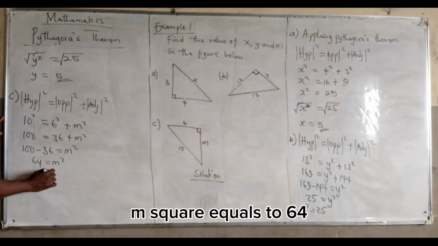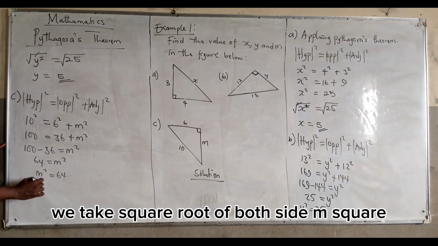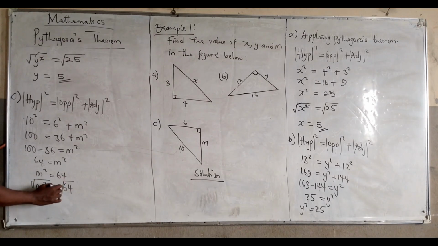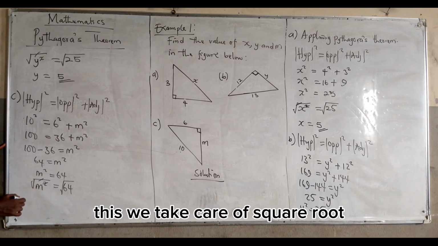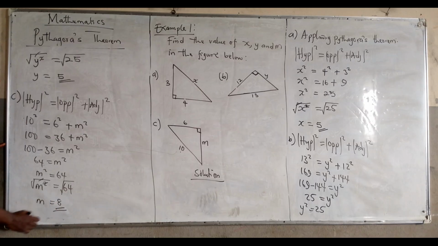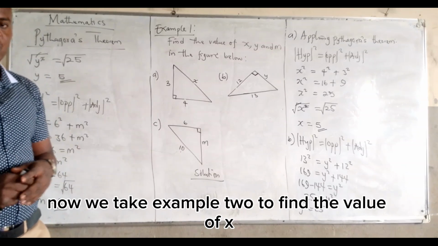M square is equal to 64. We take square root of both sides. We take care of the square root. We have M is equal to square root of 64 is 8. That is all. Now we take example 2.